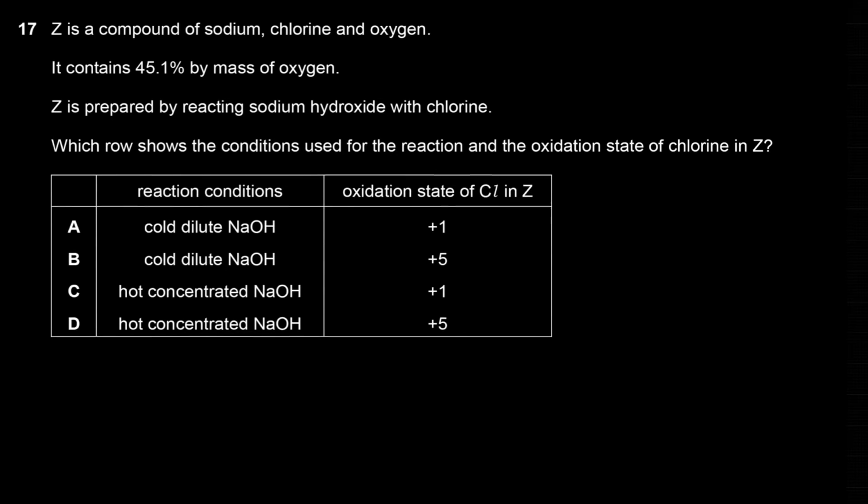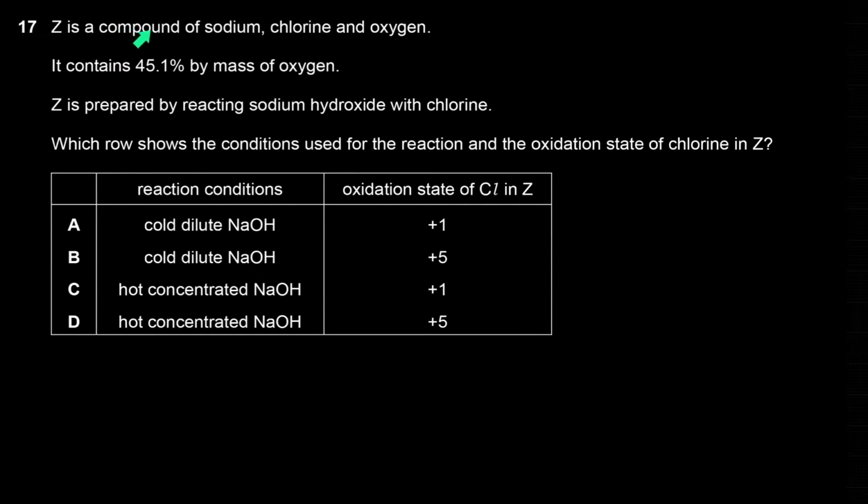Question number 17. Z is a compound of sodium, chlorine, and oxygen. It contains 45.1% by mass of oxygen. Z is prepared by reacting sodium hydroxide with chlorine. Which row shows the conditions used for the reaction and the oxidation state of chlorine in Z?